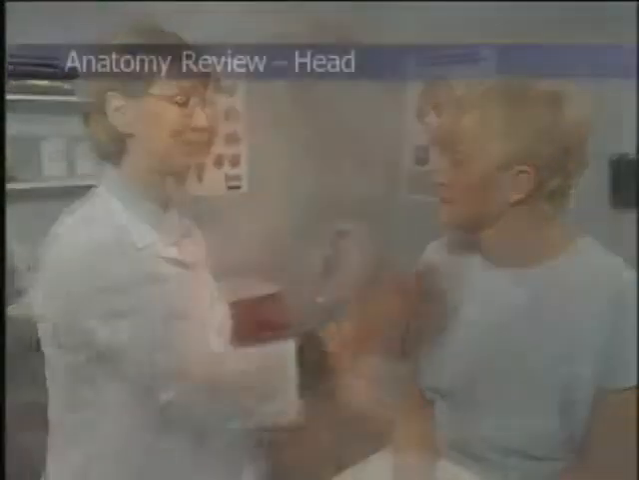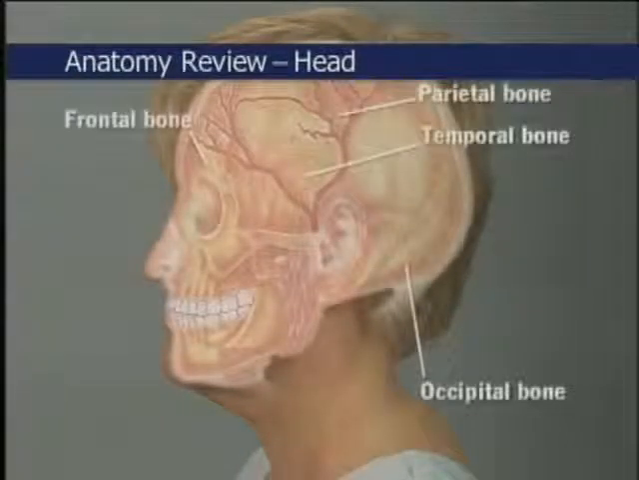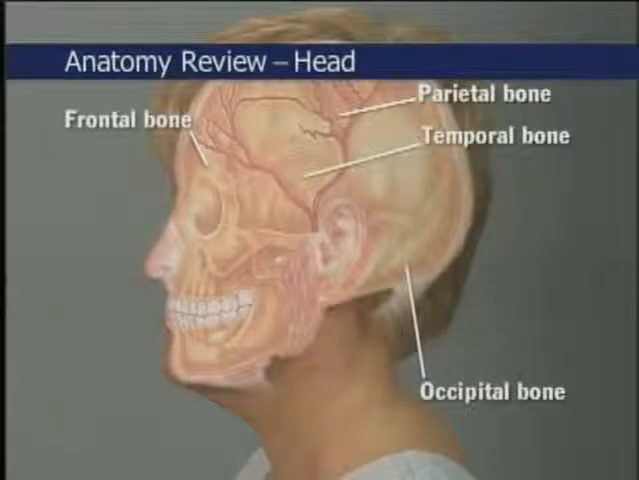With the patient's health history in mind, you are now ready for the examination. Before beginning, let's review the important regions and structures of the head. Regions of the head take their names from the underlying bones of the skull. The frontal area overlies the frontal bone, the temporal area the temporal bone, the parietal area the parietal bone, and the occipital area overlies the occipital bone.